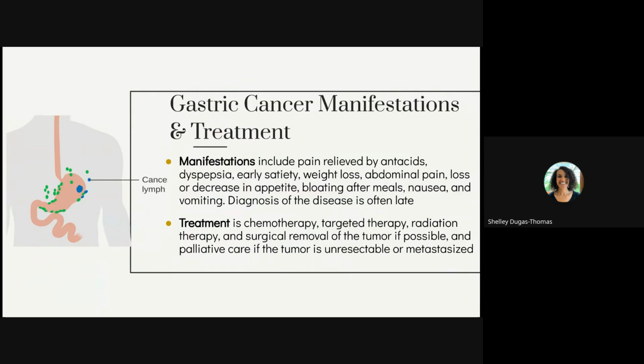So, the manifestations usually are vague symptoms that overlap with more benign conditions like gastritis or peptic ulcer, leading to delayed diagnosis when the cancer is already advanced and harder to treat. This is why gastric cancer has a poor prognosis despite treatment options. And treatment usually is with chemotherapy, targeted therapy, radiation, surgical removal of the tumor if possible, and palliative care.